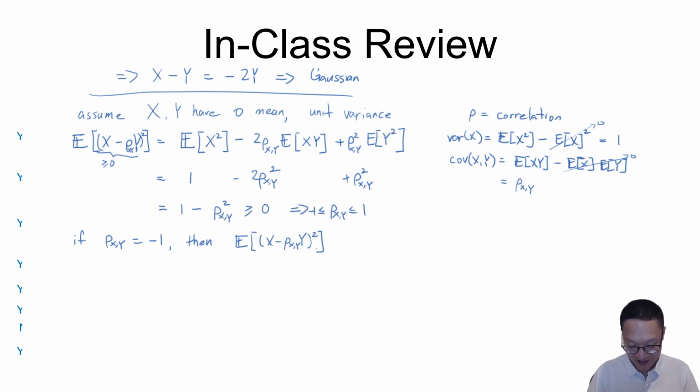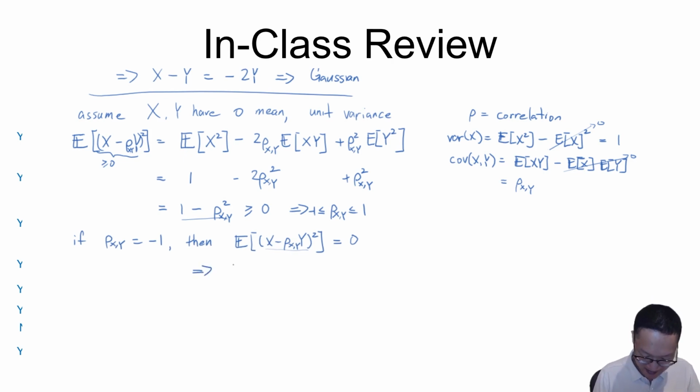Okay, but if rho xy is equal to minus 1, then plugging it in here, we get that the expectation of (x minus rho y) squared is equal to 0. But we also know that (x minus rho y) squared is never negative, right? So how can you have a non-negative random variable whose expectation is 0? Well, the only way for that to happen is if the inside is always equal to 0. That is the only way for the expectation of this squared expression to be equal to 0.